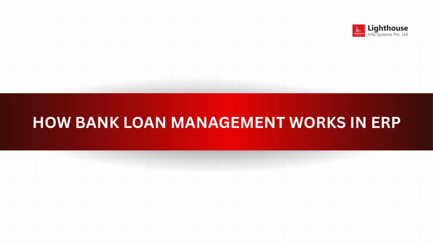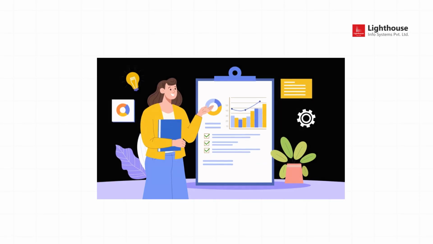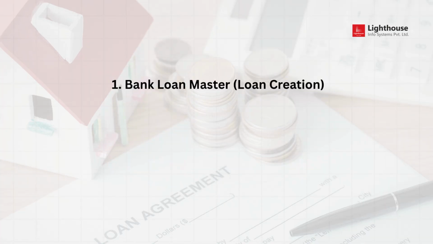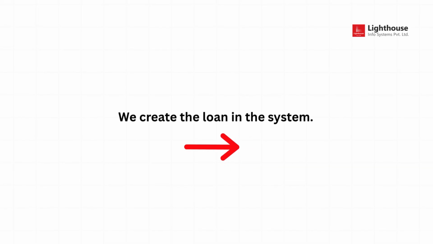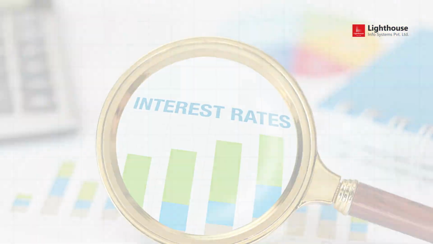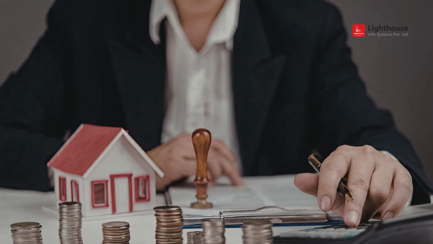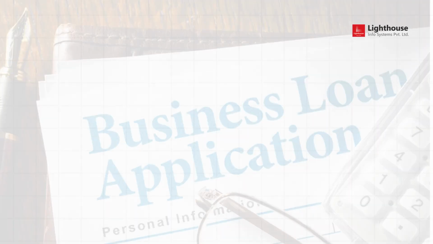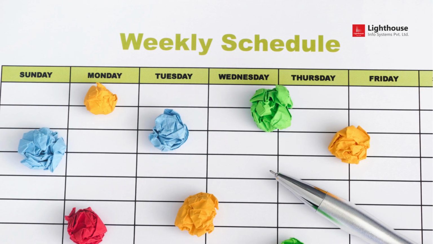How bank loan management works in ERP. Now let's understand the basic flow. 1. Bank loan master, loan creation. First, we create the loan in the system. Here, we define bank account, loan amount, interest rate, loan date, installment details. The system maintains complete loan information, interest payable, installment schedule.